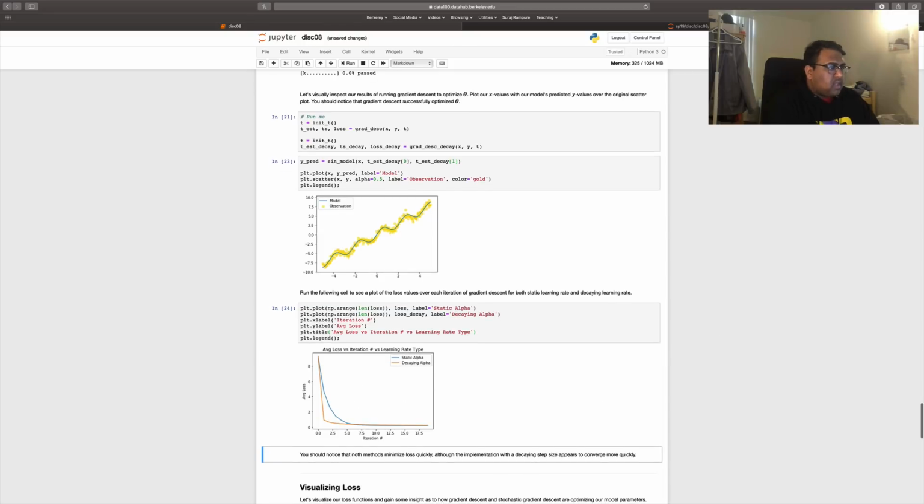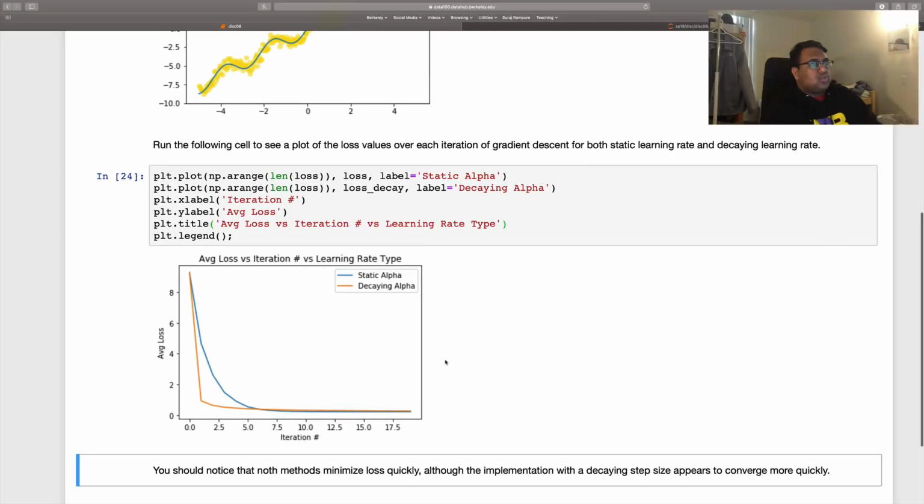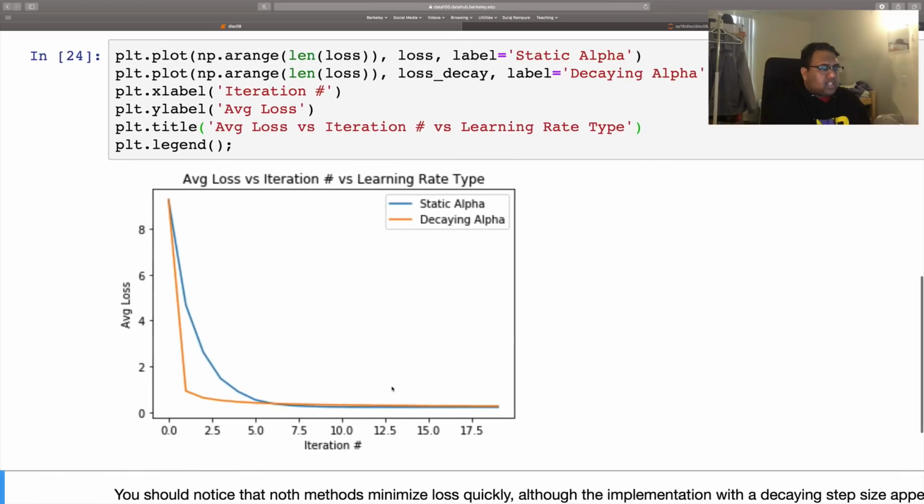Okay, now what we can do is take a look at right here, the average loss over the iteration numbers, so we can look at which one converges quicker. You can see that they both converge to having very little loss, and they converge to approximately the same value of theta, but we can see that with using the decaying alpha, it converges much quicker.